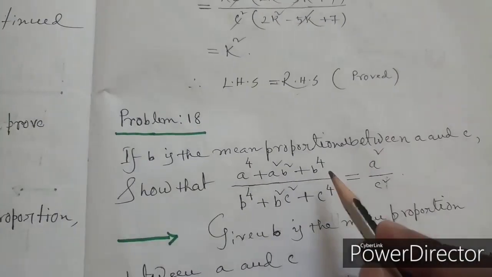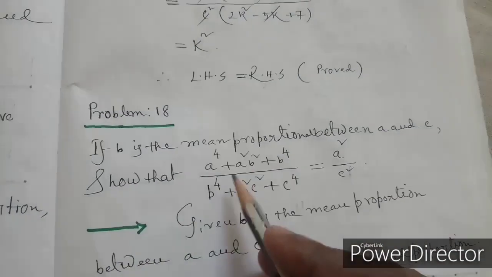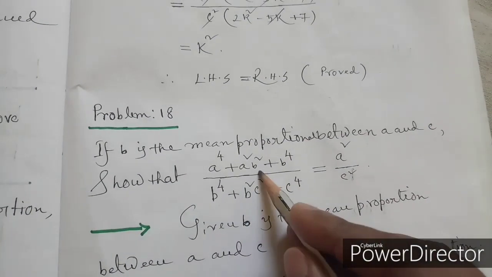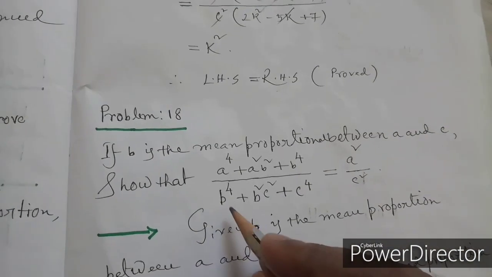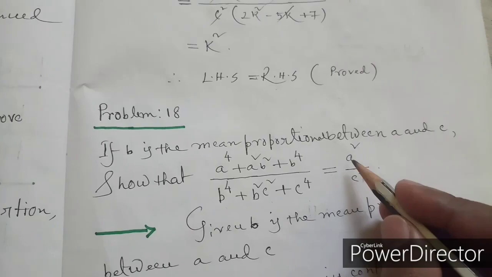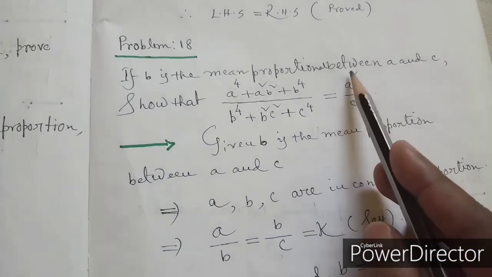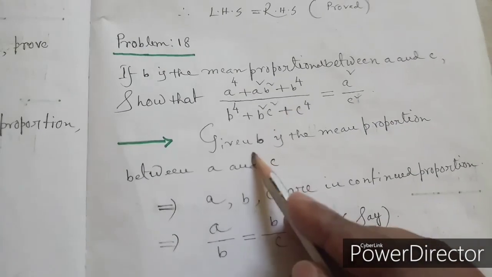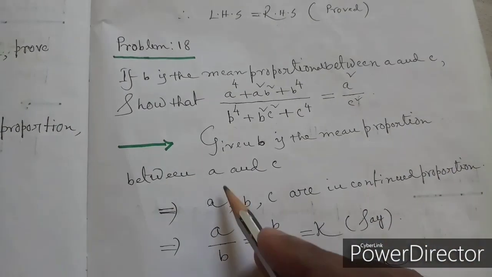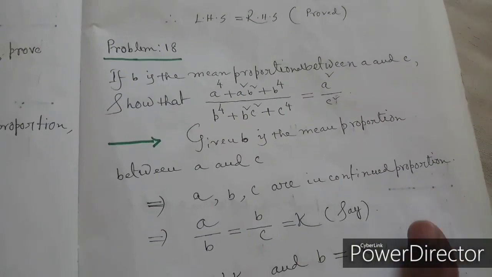If b is the mean proportional between a and c, then show that a to the power 4 plus a square b square plus b to the power 4 by b to the power 4 plus b square c square plus c to the power 4 is equal to a square by c square. How to prove it? So now in your question, given that b is the mean proportional between a and c, this means a, b, c are in continued proportion.